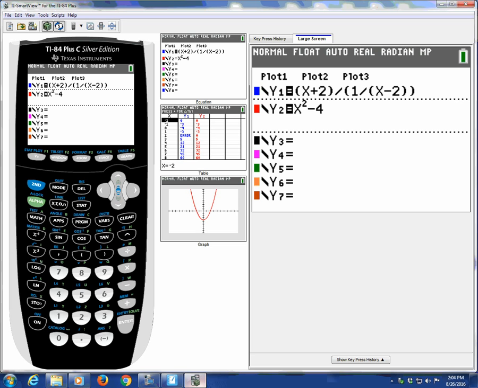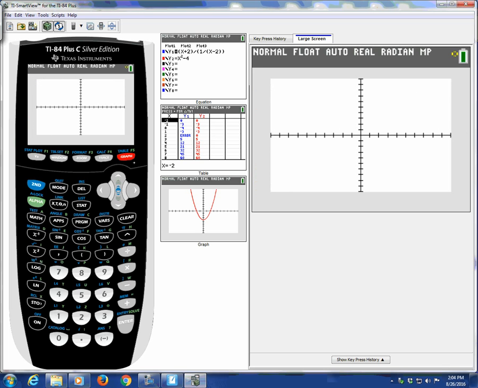And what we're going to see is the graph of x squared minus 4 go right over that graph of s divided by h of x. So right here, looking at the graph, there's the graph of the original unsimplified equation. And there is the graph of the simplified equation, right?